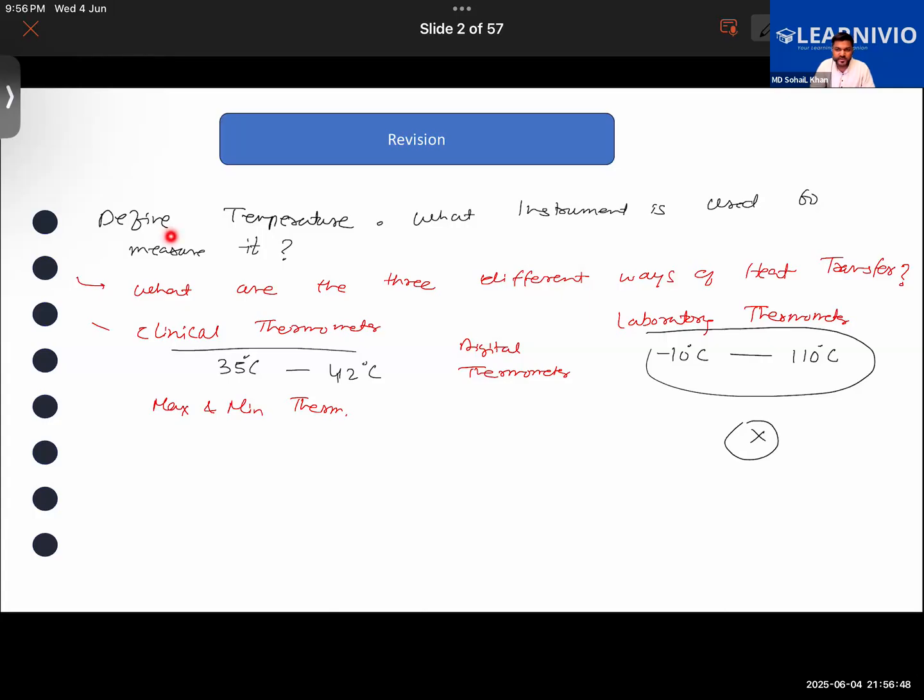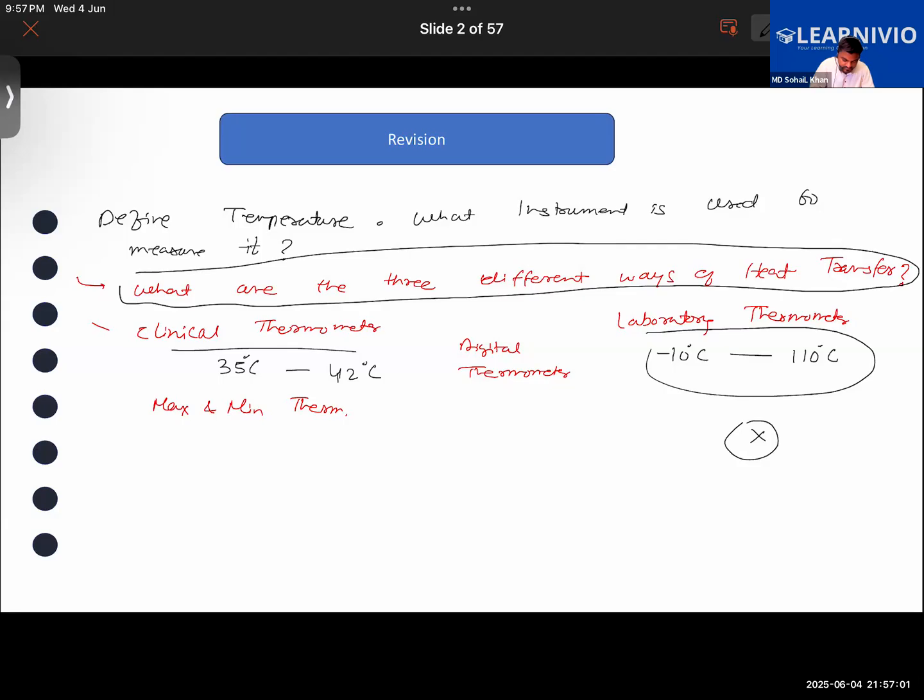What are the three different ways of heat transfer? Sir, this question: what are the three different ways of heat transfer? This question I have asked. Sir, conduction, convection, and radiation. Yes, and radiation. Salima, you also say? Sir, convection, conduction, and radiation.